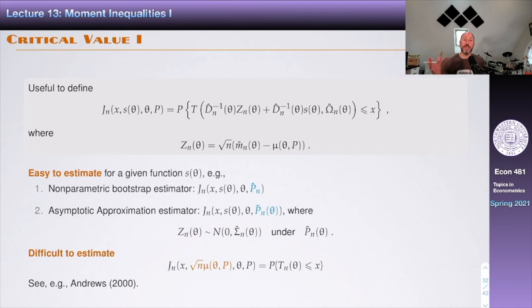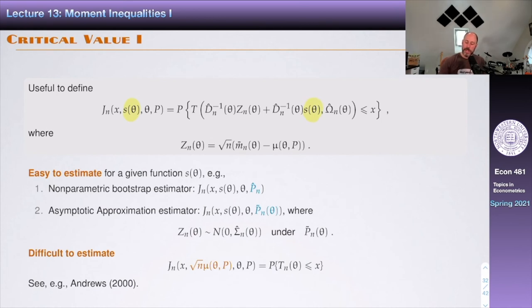But this I'm going to call an auxiliary distribution. What is an auxiliary distribution? It's a distribution of something that I pull off of my hat, if you want. You're right, because you say, where is this coming from? You're going to see later, but I'm going to define it. This is a distribution J_n of x, s, theta, and p. And what is s? Well, s is just going to appear over here.